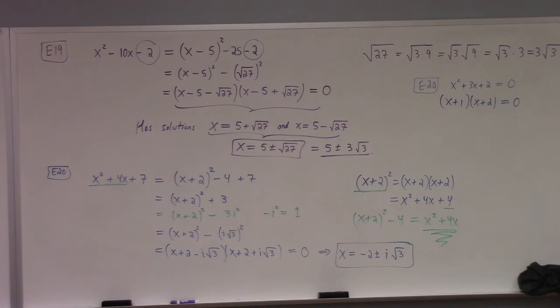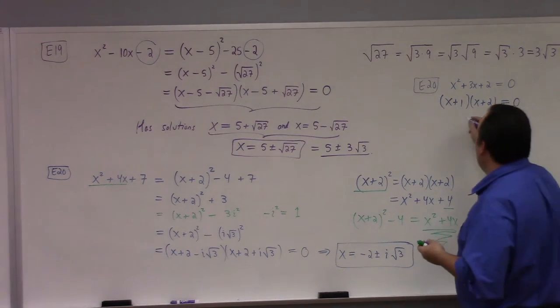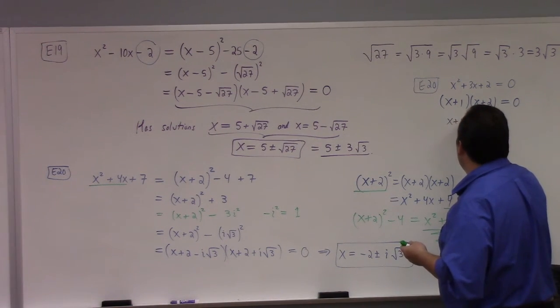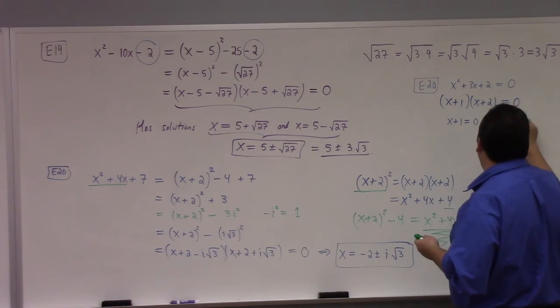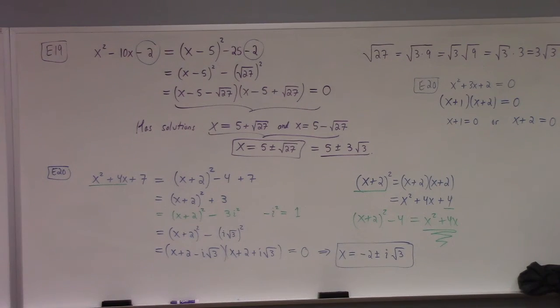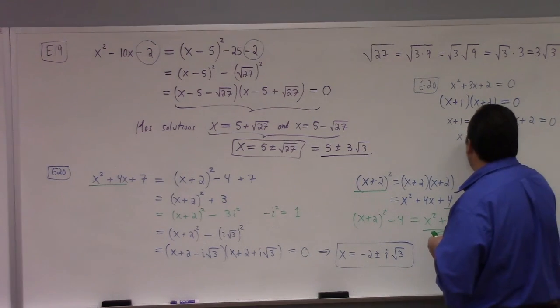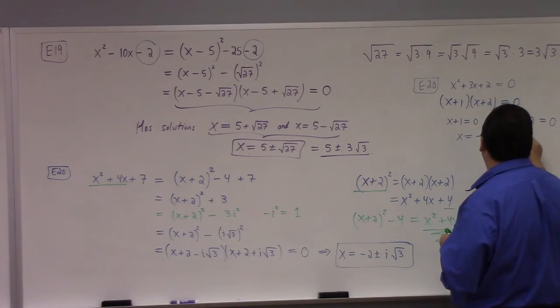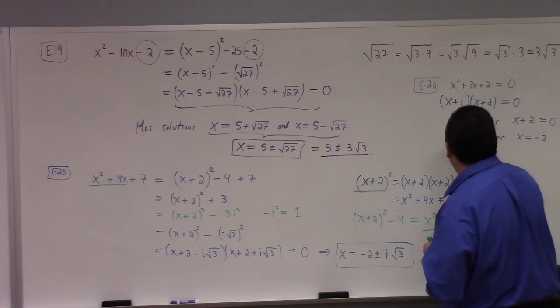Right? What are the solutions? Either x plus 1 is 0 or x plus 2 is 0. Right? So we either need x plus 1 equals 0 or x plus 2 equals 0. That's how you can solve that equation. So the answers are either what? Minus 1 or minus 2.